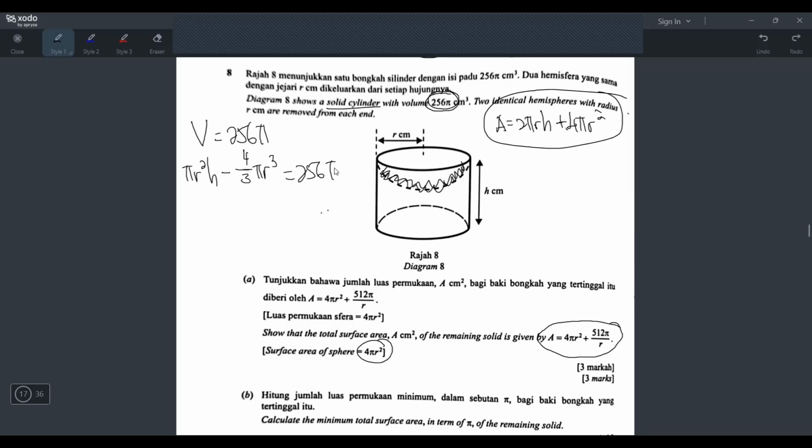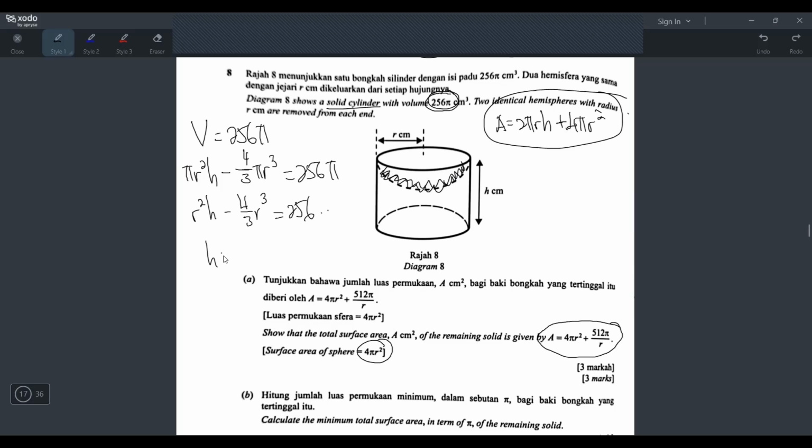Okay? And let me tell you, this is the formula for a sphere. Because if you minus two hemispheres, it means you minus one sphere. Because these two hemispheres are the same size, they're identical. So when you join these two, it becomes a sphere. It means you are taking the volume of the cylinder minus the volume of one sphere. Because you take out half here, it means take out one. All right, this whole equation can be divided by pi. So divide by pi, so the pi disappears already. This one also divide by pi.